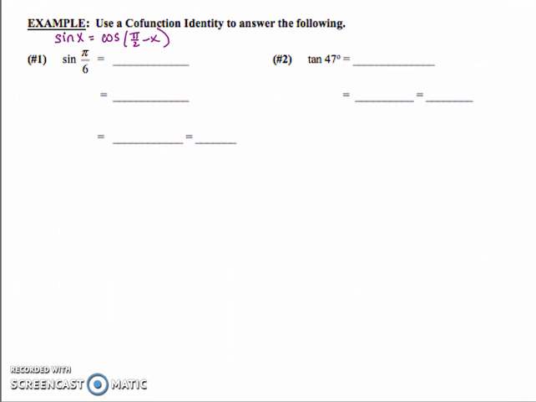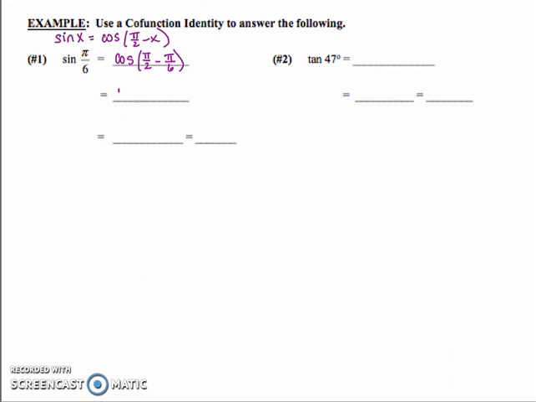All right, so in this case, our x value is pi over 6. So we're just going to rewrite this. Sine of pi over 6 is equal to cosine of pi over 2 minus pi over 6. And then, of course, we want to subtract the radian measures inside the parentheses.